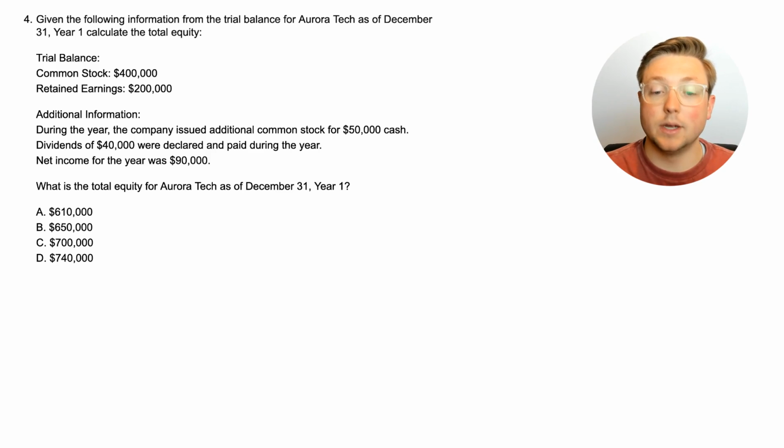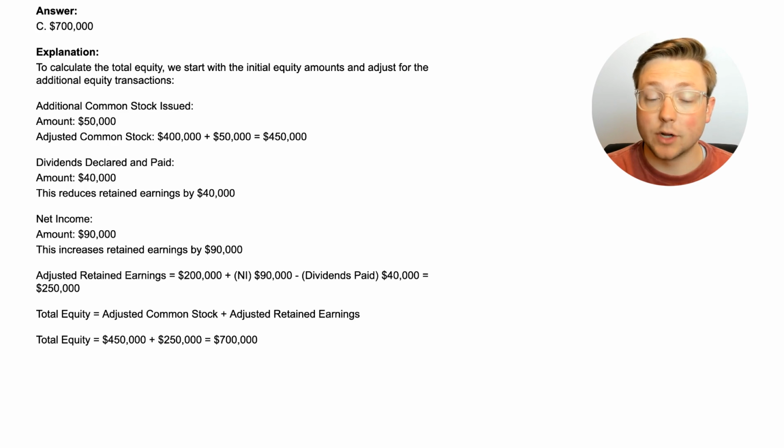So what is the total equity for Aurora Tech at the end of the year once we take into account this additional information? So this question is about equity. If you know how to do this, that's great. If not, let's go to the answer to remind ourselves. All right, the answer is $700,000.